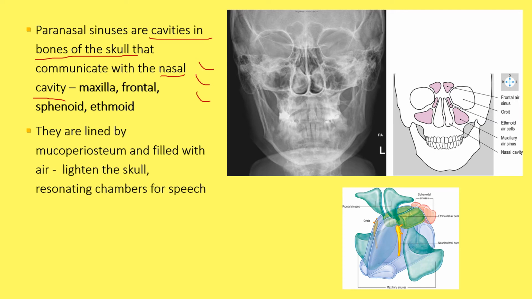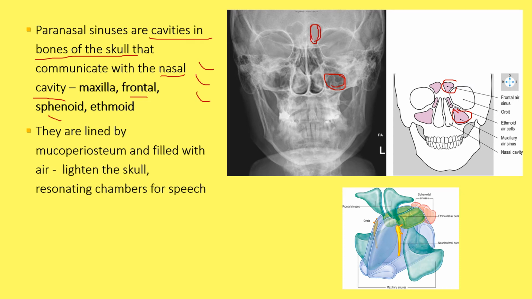So we have the maxillary sinus. The maxillary sinus is here. In the X-ray, you can see this is your area of maxillary sinus, and you also have the frontal sinus. So this is your frontal sinus here. In this X-ray, you can see that this is your frontal sinus.